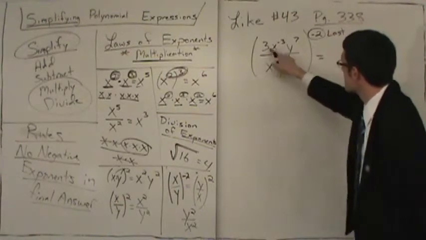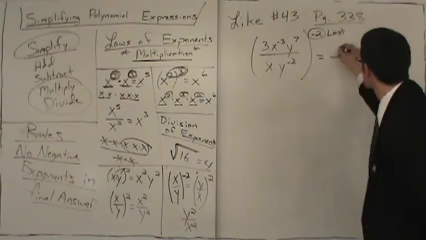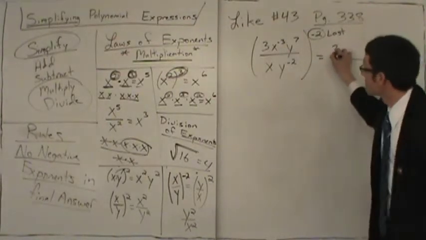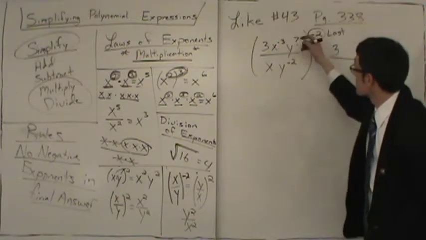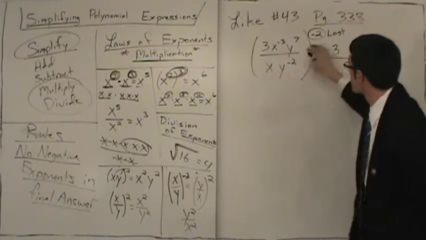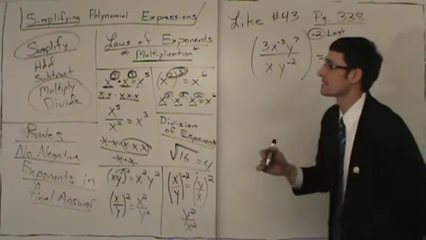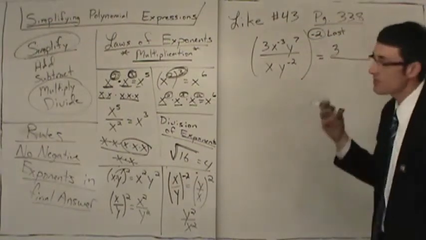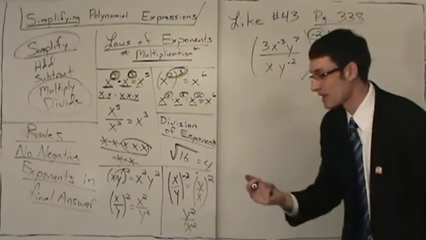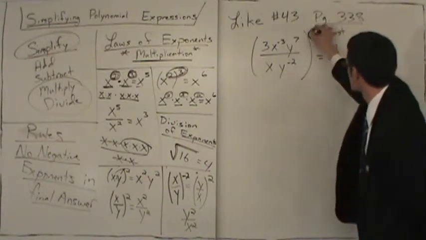Now, question. Is there a number on the bottom that the 3 can cancel with? No. So I want you to just write the 3. Now, also, we have negative exponents on the inside. Remember, we're dealing with what's on the inside first. We're not worried about this outer exponent. So take care of your negative exponents. That means get rid of them. No negative exponents in final answers. So whenever you see negative exponents, get rid of them immediately unless it's the exponent on the outside.